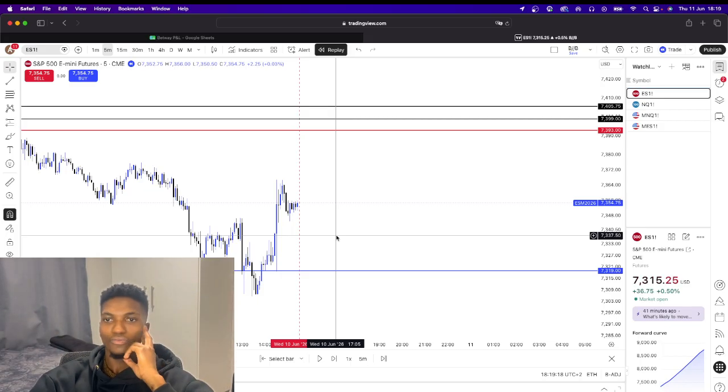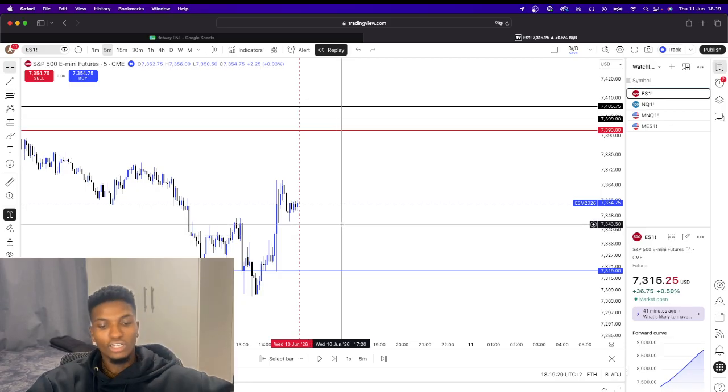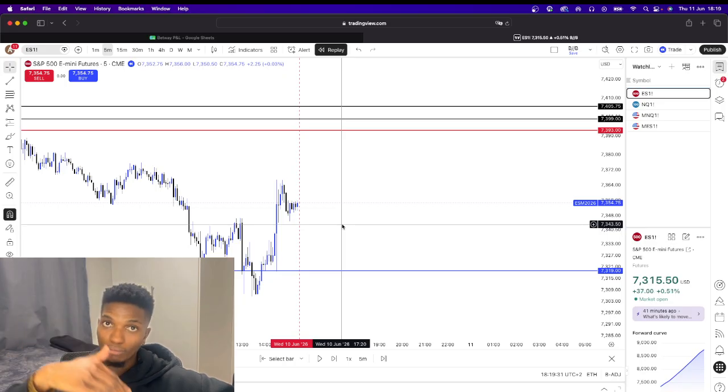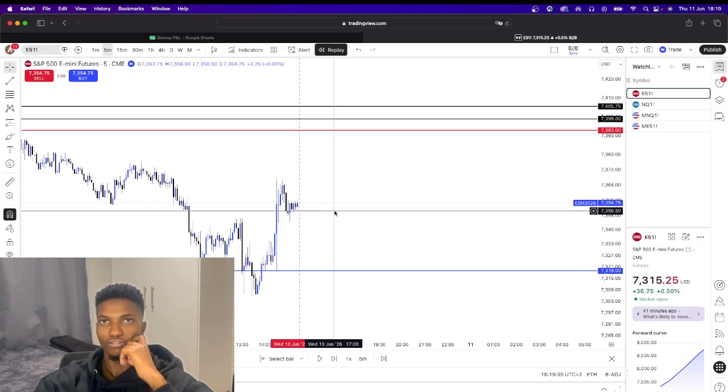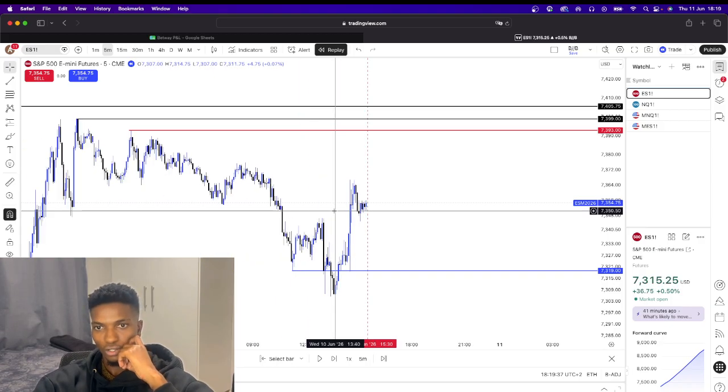So going into the day, our daily bias was this for ES and Nasdaq. On the higher time frames, the 4 hour and the 1 hour, they were both bearish, meaning we were dumping. So coming into the day, that means I will be looking for shorts.